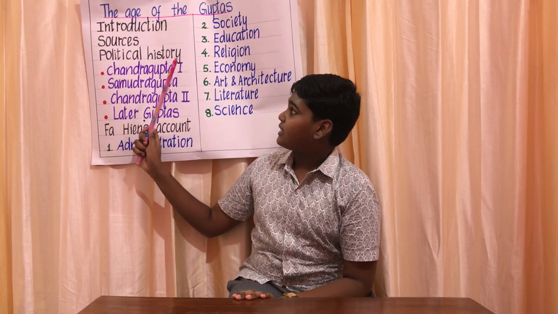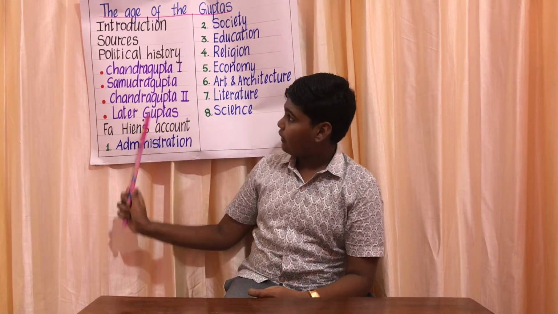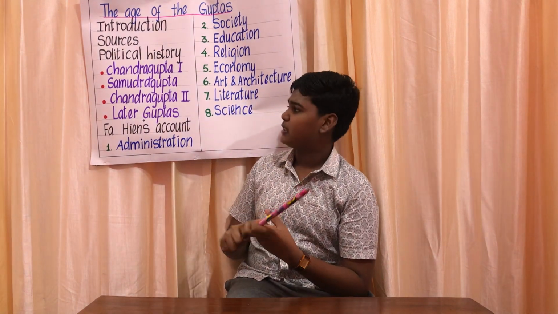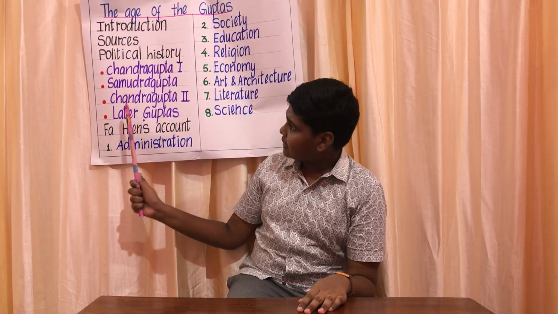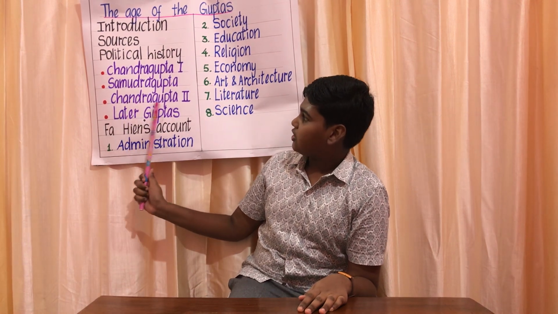Next is political history. Now we can learn about the Guptas. First is Chandragupta I. There are three main rulers. There are many others, like Kumara Gupta and Skanda Gupta, but the main three are Chandragupta I, Samudra Gupta, and Chandragupta II.